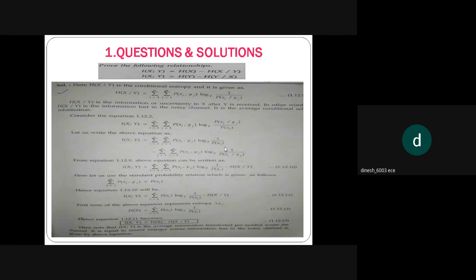Second, H of x is the entropy of the x variable alone. H of y is the entropy of the y variable alone. And we have another thing called H of x bar y, or x by y, which we call conditional entropies, the relation between x to y or y to x. So these are your conditional entropy.